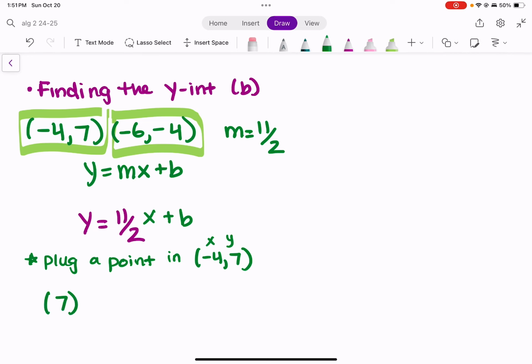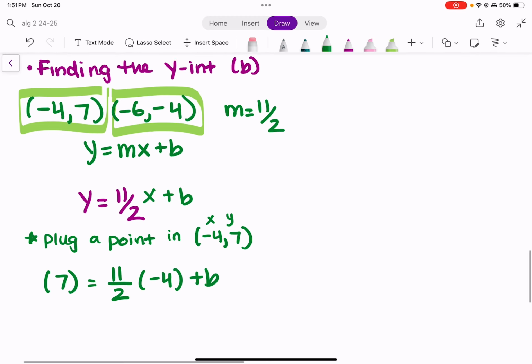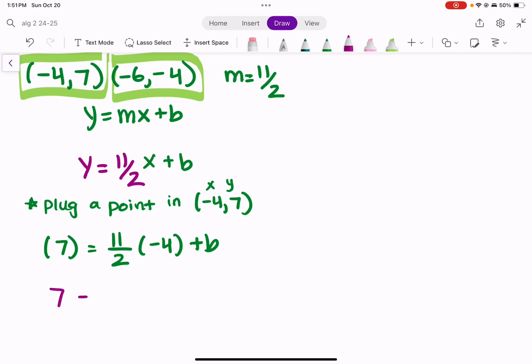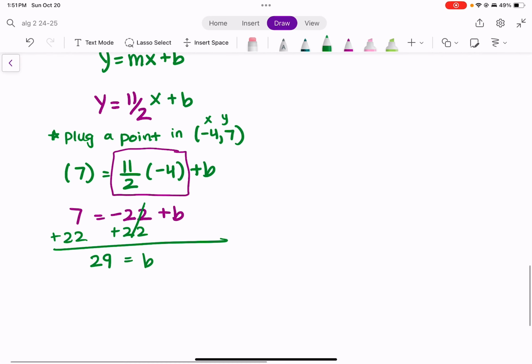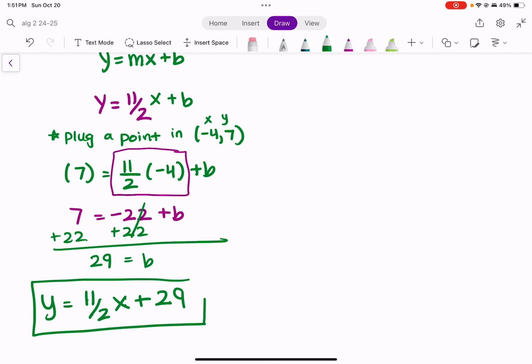When I plug things in, I would put parentheses. So instead of x, I'm putting -4, right? And so I'm going to have 7 equals. If you put this in your calculator, you're going to get -22 plus b. And now I'm trying to get b by itself, so I need to solve for b. So I'm going to get b equals 29. So now I have my m and I have my b, so I'm going to write out the equation. So y equals, my m was 11 over 2x, and my b was positive 29. So this is my final linear equation, okay?